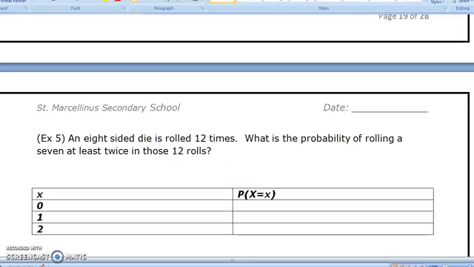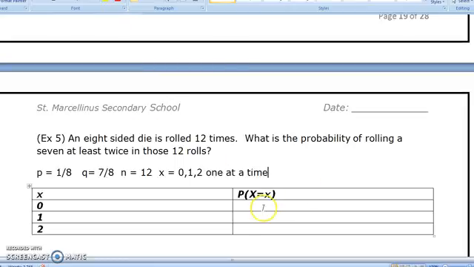P is 1 out of 8 because there's 1 out of 8 ways to roll a 7 with an 8-sided die. Q is 7 out of 8. It's the other 7 ways you can do this. N is 12 times, and finally X is equal to 0, 1, 2, and 3. We're going to calculate them one at a time.